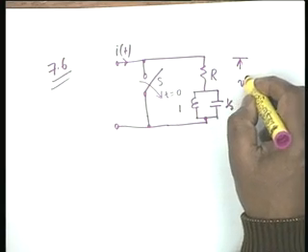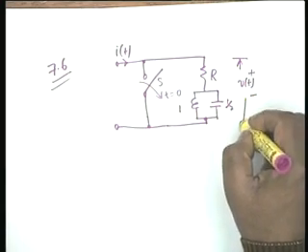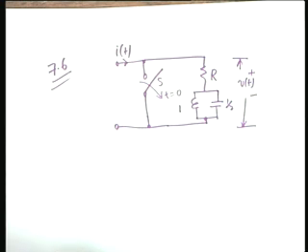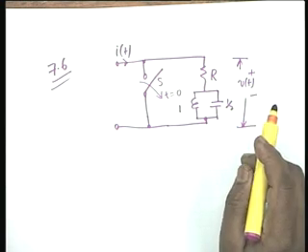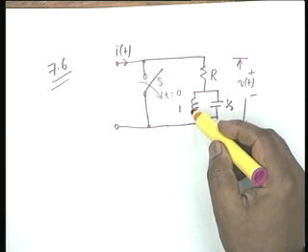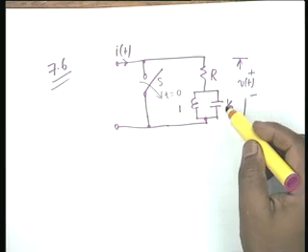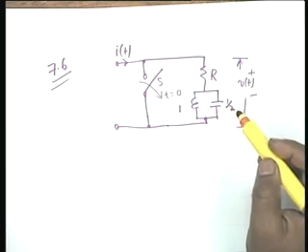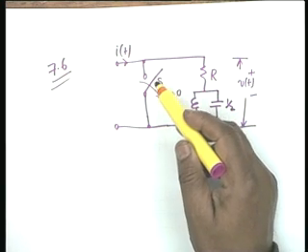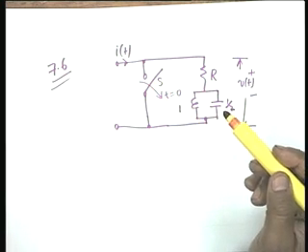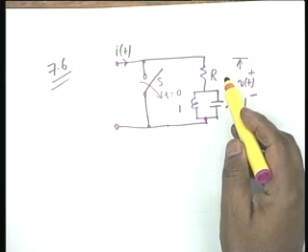The response required is V of t. Look at the condition of the problem. This circuit has 0 initial energy. In other words, IL 0 minus is 0, Vc 0 minus is 0. Initial energy is 0. At t equal to 0, the switch S is opened. Find the value of the resistor R.